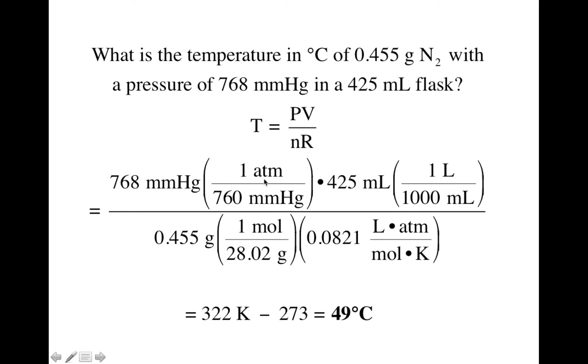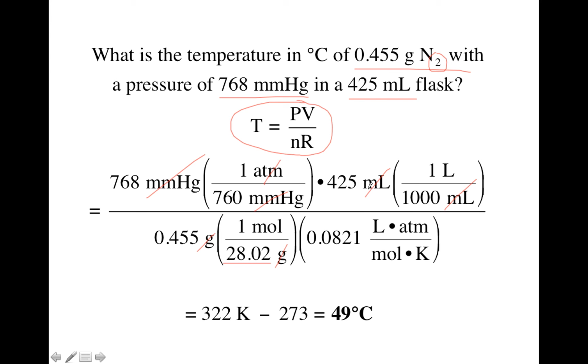Last example is solving for temperature. In this case, they give us the grams of N2, the pressure in millimeters of mercury, and the volume in milliliters. So if we change the ideal gas law around, T is equal to PV over NR. So for P, we're going to change it to ATMs. For V, we're going to change it to liters. And down below for N, we're going to change the grams to moles. And again, same as the previous slide, it's N2, so the molar mass is 28.02, not 14.01.